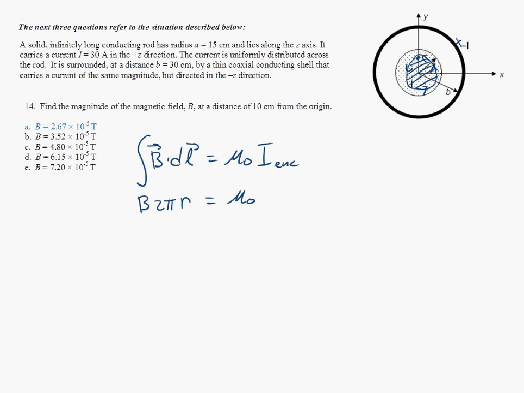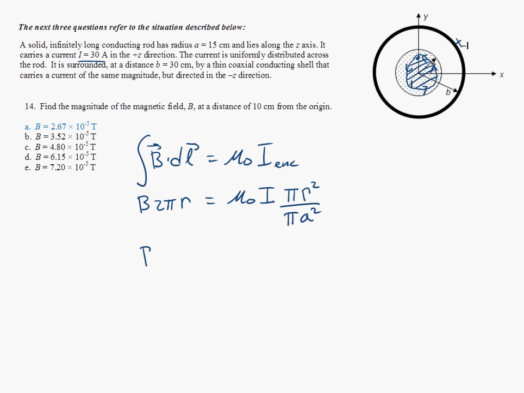Now I need to know how much current is enclosed. It's not the full 30 amps because I only have some of it shaded in. It's going to be proportional to the amount of area shaded versus the total area there. So it's going to be I total times pi times r squared, that's the shaded area, divided by the full wire cross section, which would be pi times a squared.